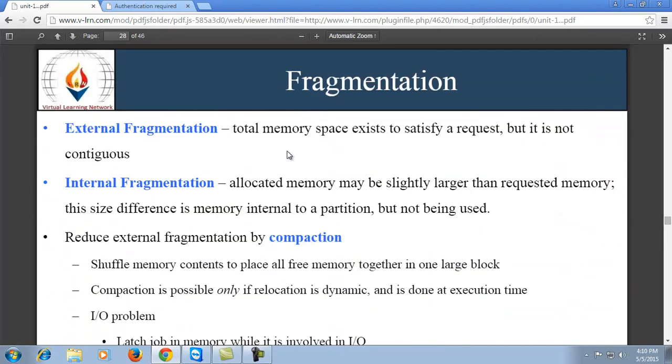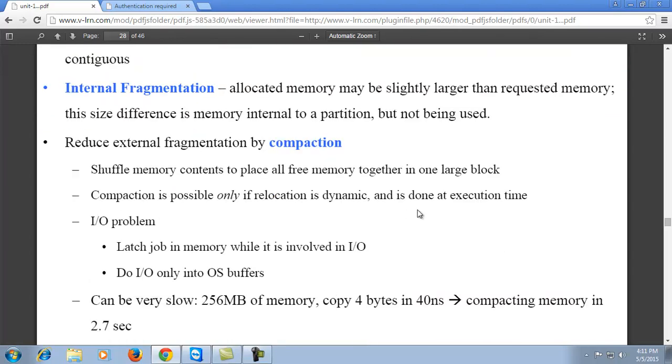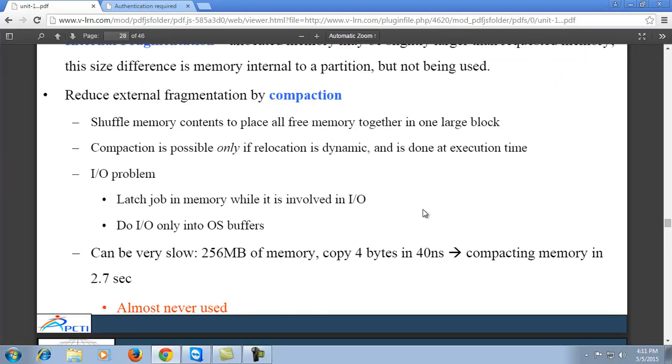Next topic is fragmentation. There are two types of fragmentation: external fragmentation and internal fragmentation. In external fragmentation, the total memory space exists to satisfy a request, but it is not contiguous. In internal fragmentation, allocated memory may be slightly larger than requested memory. This size difference is memory internal to a partition but not being used. Reduce external fragmentation by compaction. Shuffle memory contents to place all free memory together in one large block.